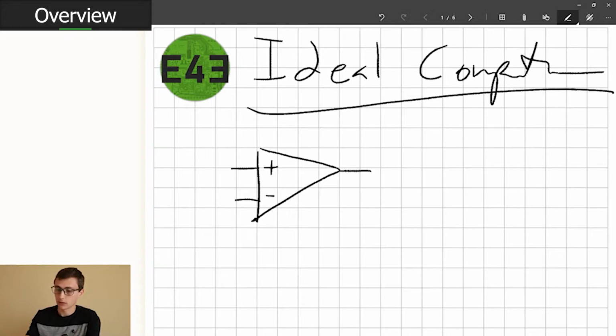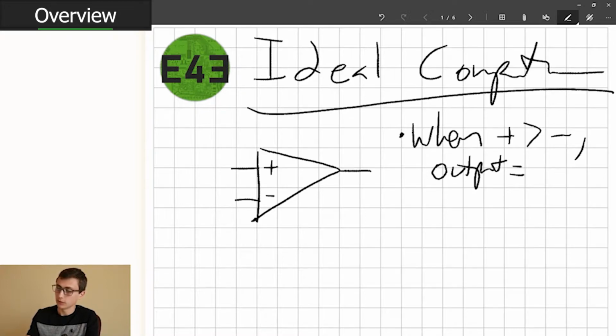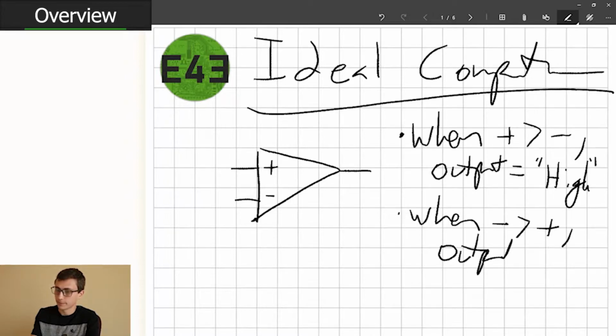How do we want to draw this? Let's just start with the bullet points. For a regular comparator, when plus is greater than minus, those are the positive and negative inputs. When positive is greater than negative input, the output equals high, like a logical high. When negative is greater than positive, output is low. It's pretty much as simple as that.